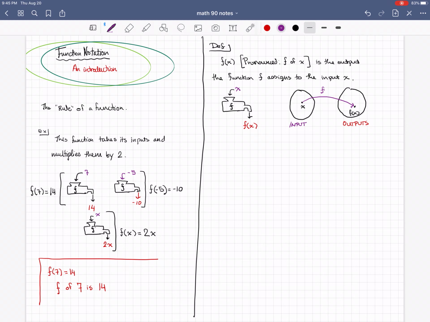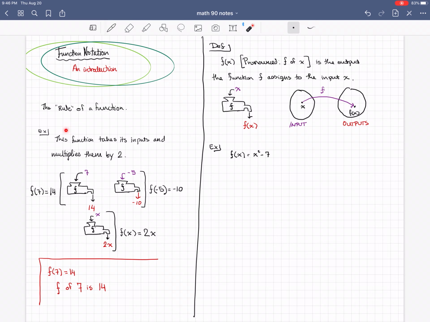So let's look at an example. In this example, we're really going to dissect the concept of rule a little bit further, and we're going to do some examples in terms of evaluating a function and working with it. Say that we have the function f of x is equal to x squared minus 7. So imagine that we didn't have this beautiful shorthand yet, this beautiful function notation.